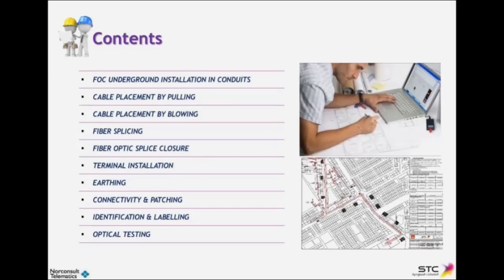We'll start with the installation of fiber cables in conduits, and we will cover cable placement by pulling, cable placement by blowing, fiber splicing, fiber optic splice closures, terminal installation, earthing, connectivity and patching, identification and labeling, and optical testing. These are the main sections in the Fiber Implementation Guidelines that we will see in this video course.